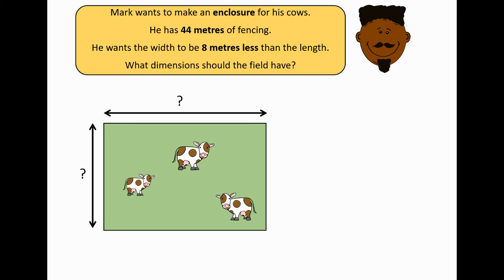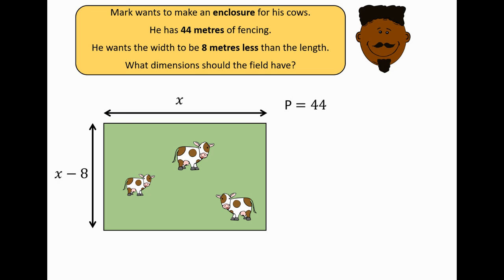So again, we have a rectangle. Okay, a rectangular field with our cows in it. It says that he wants the width to be 8 meters less than the length. Now it's the length that we need to be focusing on. We don't know what the length is, so let's call the length x. But the width now has to be 8 meters less than the length. My length is x. How can I label that? It would be x minus 8 because it has to be 8 meters less than the length.